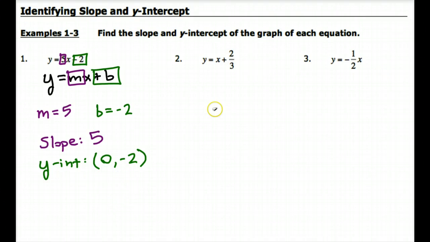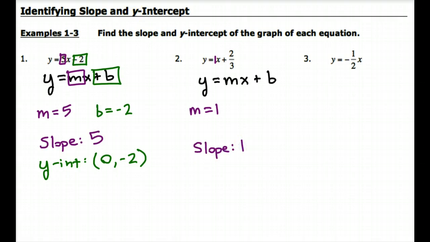Okay, for number 2, we have y equals x plus 2/3. So again, slope-intercept form is y equals mx plus b. This equation here is in slope-intercept form. The m value in this case is the coefficient on the x, and since there's no number written in front of x, that means there's an invisible 1 in front of that x. Okay, so my m value in this case is equal to +1, which means my slope is +1.